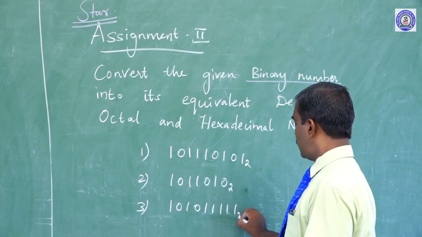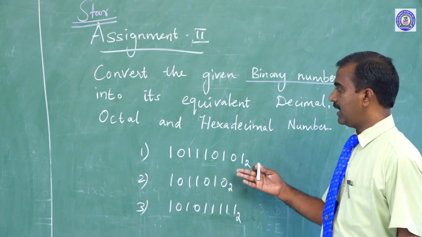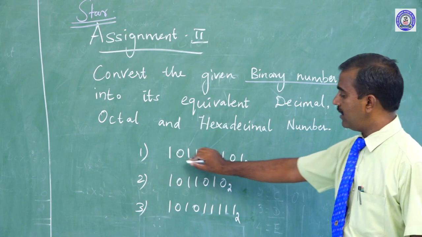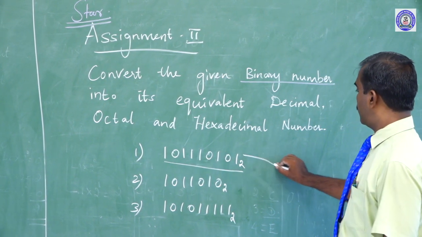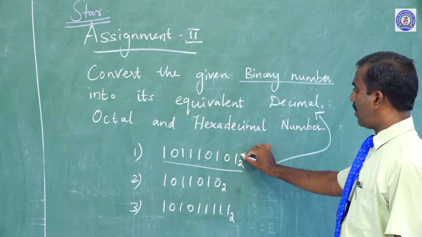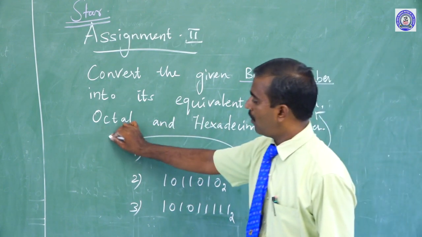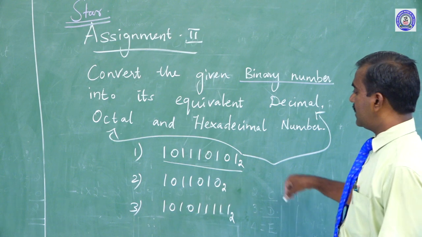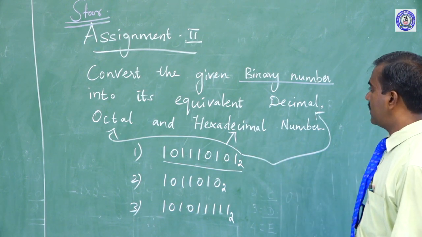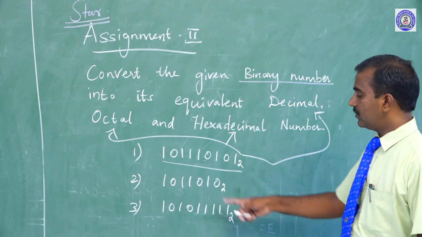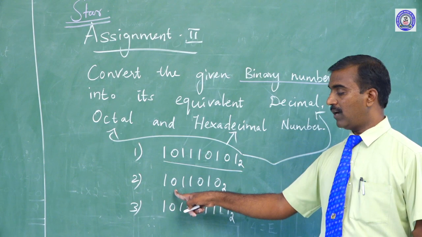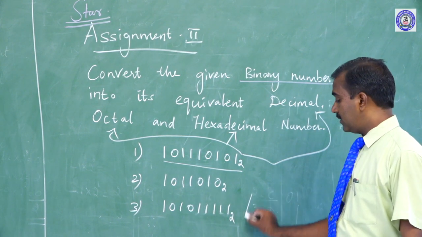This means this is a binary number. How can we convert this binary number into decimal? How can we convert this binary number into octal? How can we convert this binary number into hexadecimal? Okay, so this is the first sum. You will do the second and third ones with the same methods.